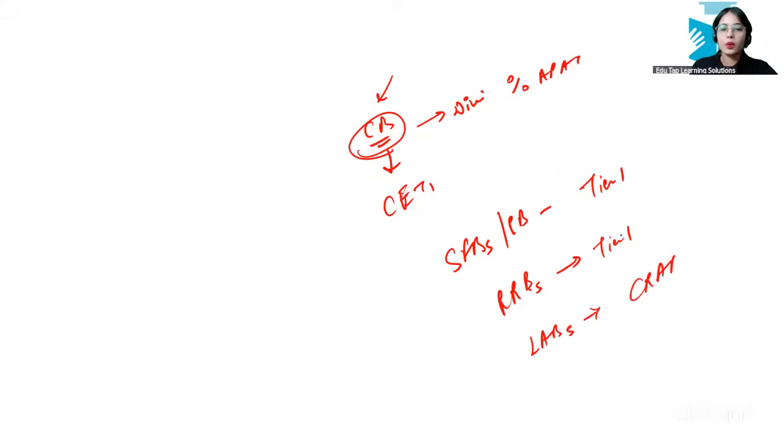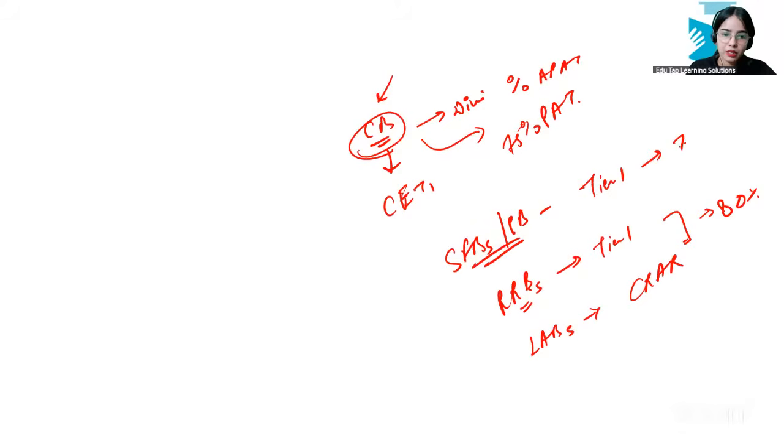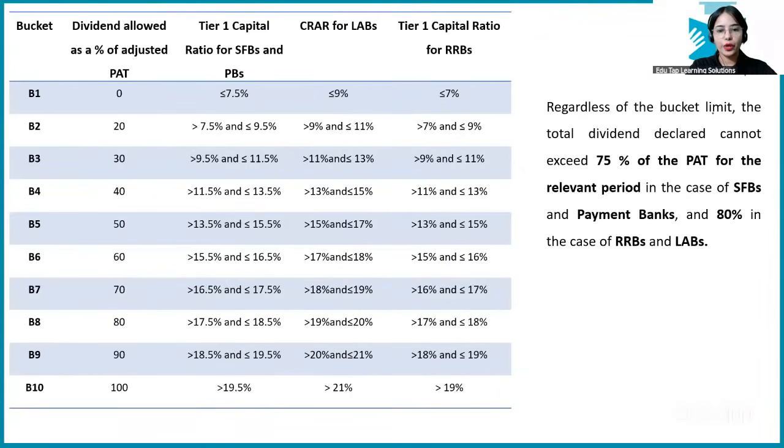CRAR. Very good. Now, how much can the commercial banks pay maximum of the profit after tax? 75%. For the RRBs, what is the maximum that can be paid from the profit after tax? 80%. For the small finance bank and payment bank, what is the maximum that can be paid? 75%. Okay. These are the most important points that you have to remember. The table I have explained to you.